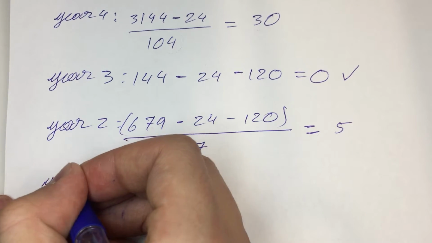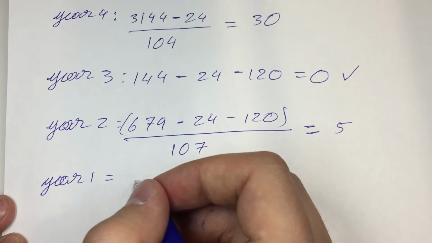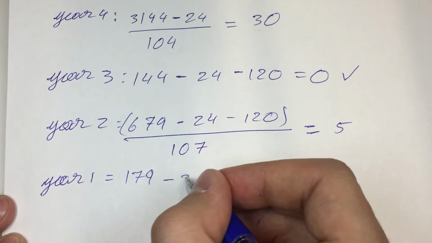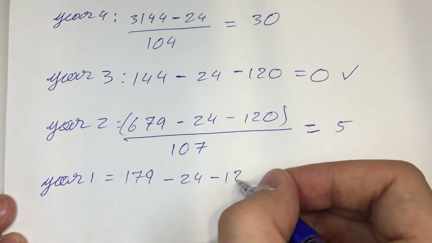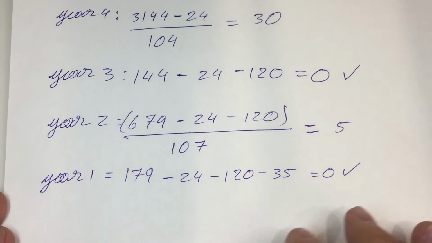Lastly, for the year 1 cash flow, we have a cash flow of $179, subtracting the coupons, minus 35, for a total of 0.